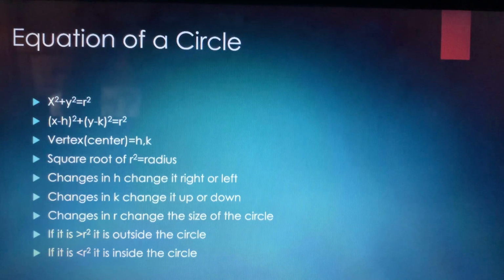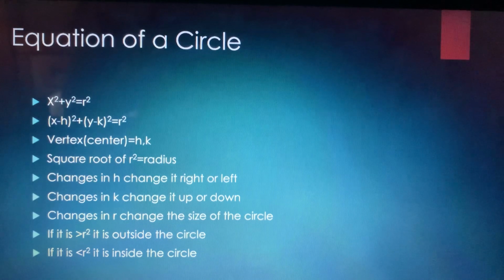So a change in h changes it right or left, because that changes the x value. A change in k changes it up or down, because that changes the y value. And a change in r changes the radius, and thus the distance, so the size of the circle. And in case you ever come across an inequality involving a circle, if the equation is greater than r squared, shade the outside. If it's less than r squared, shade the inside.